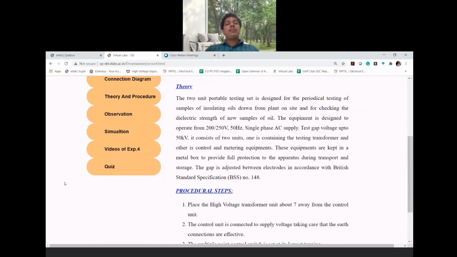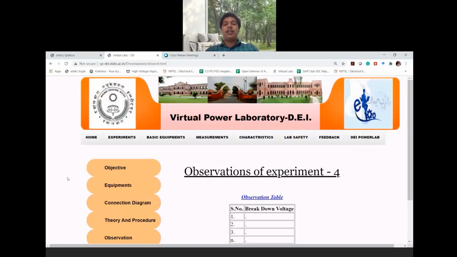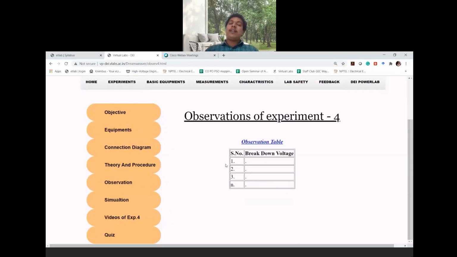Your observation table should look like this, with a serial number and breakdown voltage. We will take several readings. Why? Because when it comes to breakdown of transformer oil, the breakdown voltage will not occur at the same point every time, mainly when we are using the same oil again and again. Once we use the oil and conduct breakdown again, its property has already changed to some extent. There is some carbonization, so again it might break down at a lower voltage afterwards.